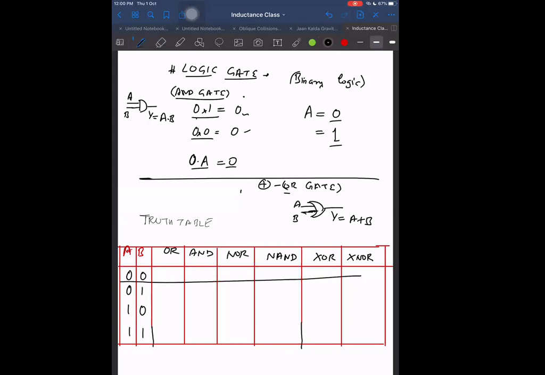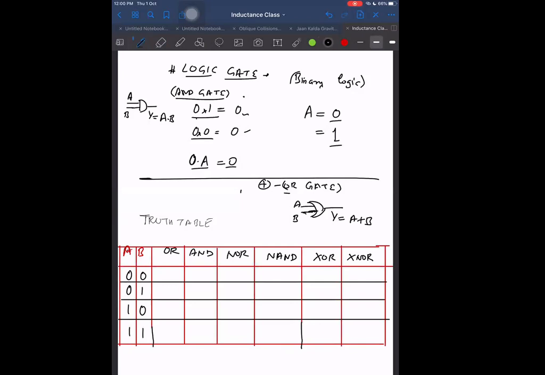Rule for this, let us follow the rule now. For OR gate, we use this expression, which gives us the rule: A plus B. For this, we use the expression A into B. For this, we use expression A plus B bar. For this, we use expression A into B bar.